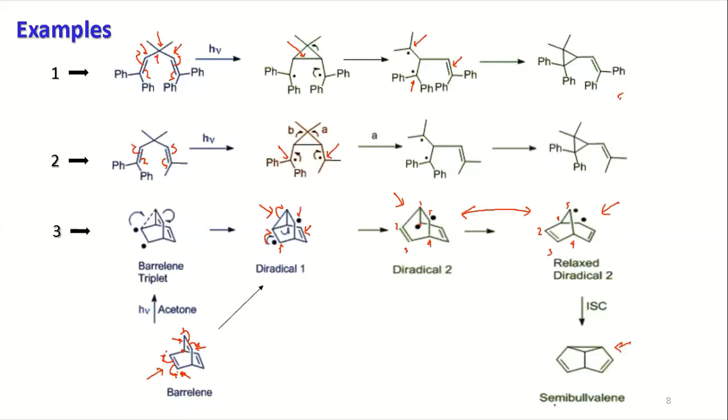This one we call semibullvalene. That rearrangement from here to here, that transformation is happening if you shine light. And this is an example of the di-pi-methane rearrangement reaction. This is a bit complicated, a bit difficult, but in the exams we generally find reactions like this.